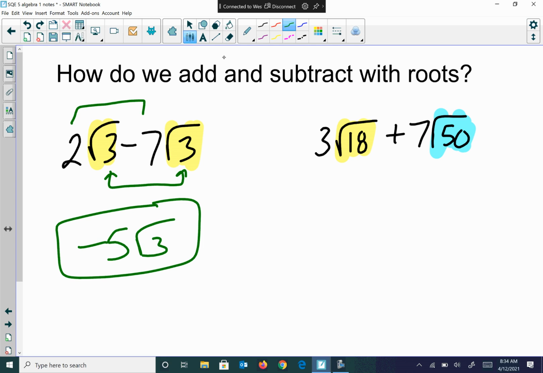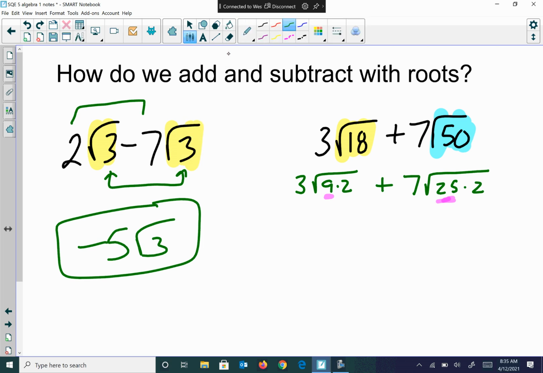So friends, would it make sense to break 18 down to 9 times 2? What's special about 9? So, what about 50? What does that break down to? 5 times 5 times 2, or 25 times 2, agreed? So, our perfect squares are a 9 and a 25. Those are both perfect squares.